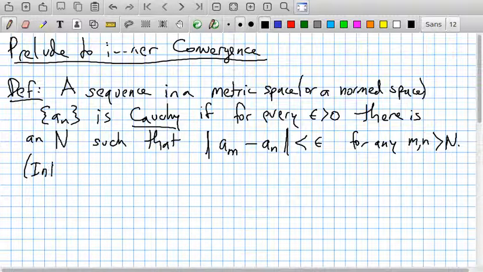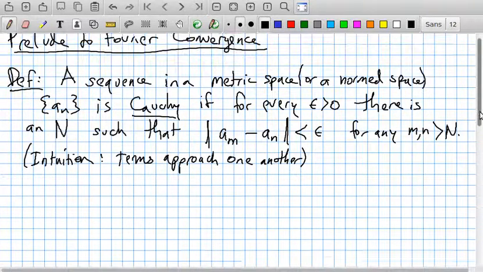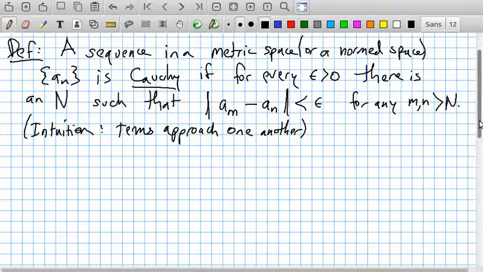So the intuition is that the terms approach each other. Okay, well, let's see here. It seems like this is the perfect situation where limits exist. Well, first off, if I have a Cauchy sequence, does it mean there's a limit? Well, not necessarily, but the other way around is true.